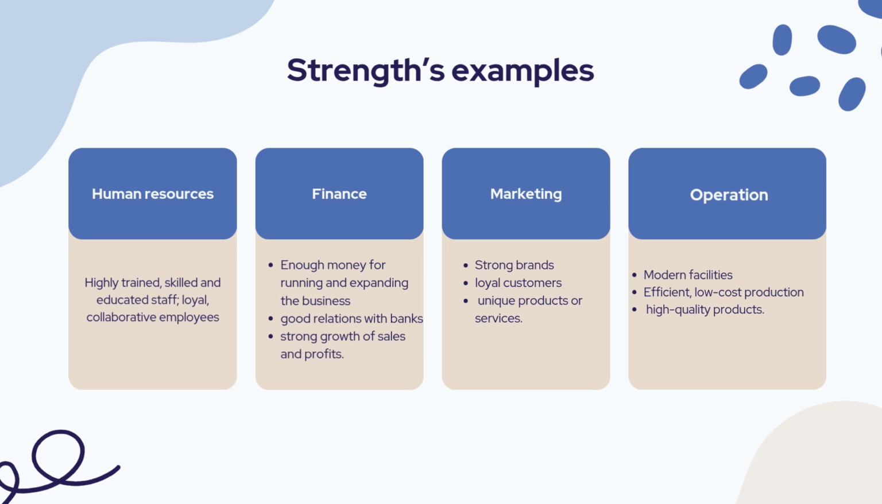Then there are examples of strength in marketing, like you have strong brands, loyal customers, and the products you sell have unique selling points. And for operation, the strength examples are that you have modern facilities, efficient and low cost production, and high quality products. So it allows you to operate your business well.